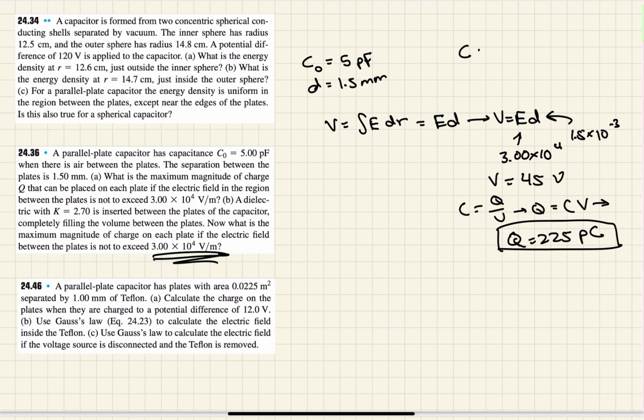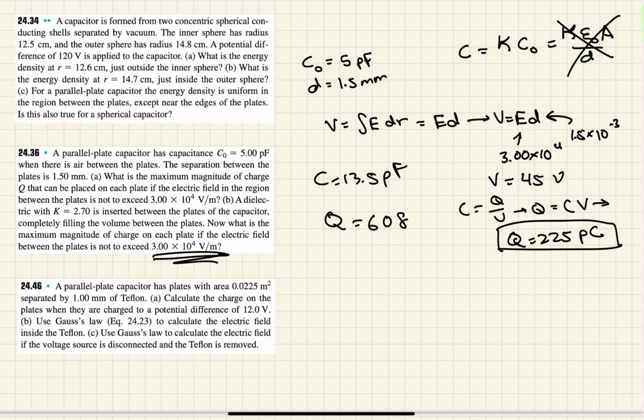And we know that C is equal to kappa times C naught, which is one of the formulas I told you before. It's just equal to kappa times epsilon naught A over d. But we don't care about that in this case because we don't know the area. It's just kappa times C naught. And kappa is 2.7 times C naught of 5, so you're going to get 13.5 picofarads. So C is equal to 13.5 picofarads. Now you just plug that in here. For C, instead of 5, you plug in 13.5 times V of 45. So you're going to get a Q of approximately 608 picocoulombs as your answer.